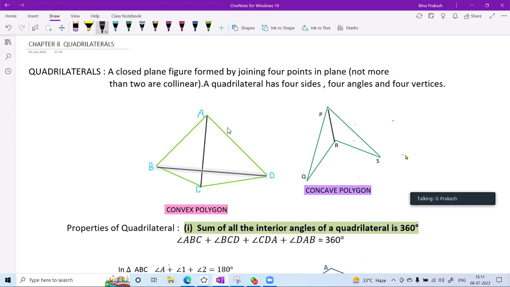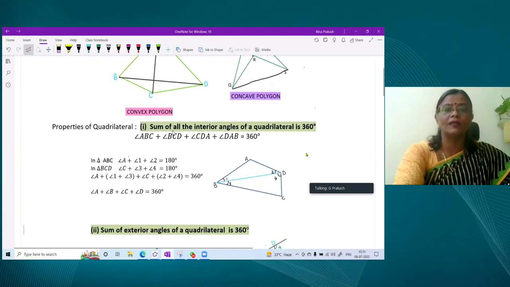And what you find here, you are joining these two points. This is not in the quadrilateral. So that's the basic difference between the two polygons. So we will be basically discussing only convex polygons. Okay, so to start with, first we'll have the properties of a convex quadrilateral.